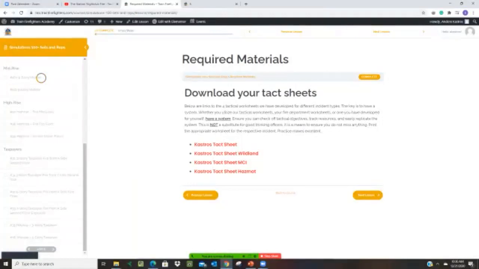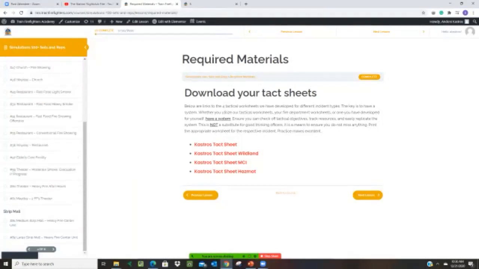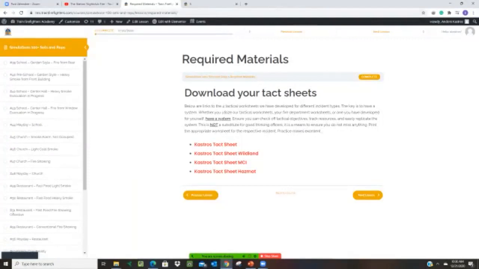But the other cool thing is that with every simulation is what we call a tactical review guide. So it's basically a self-paced course, probably about 25 hours. There's 100 sims, so you do the math. If you do them one every 15 minutes, that's probably about 25 hours. You can see here, this is the assembly section on the left, and we're going to go through some of these. So let's start with number 46, which is a church with light cold smoke.